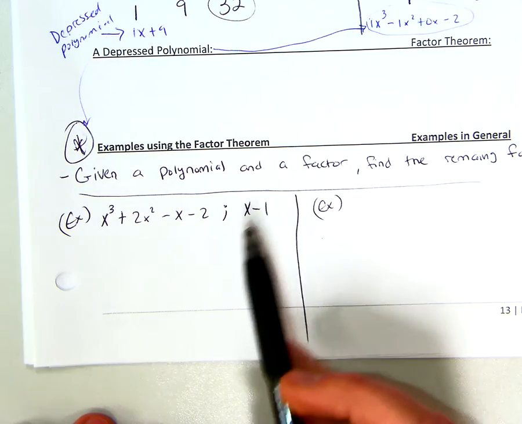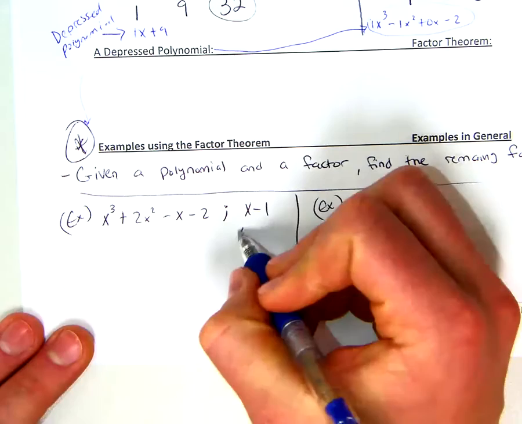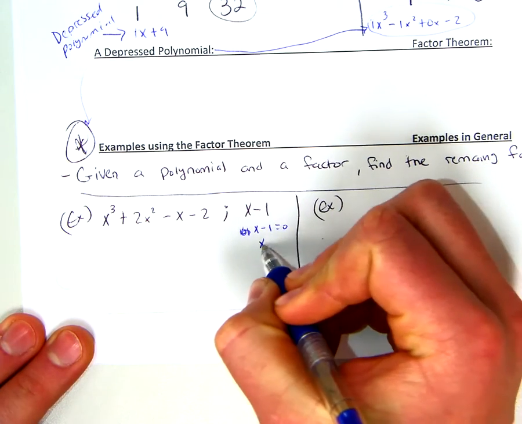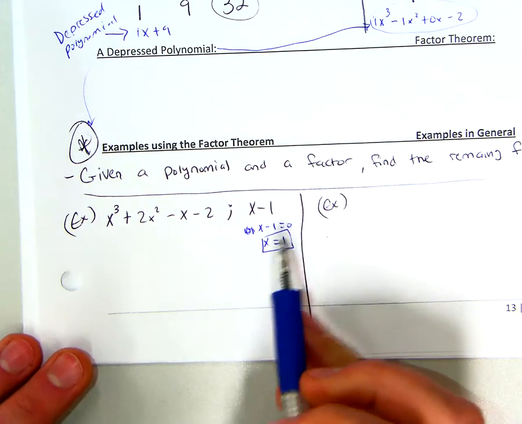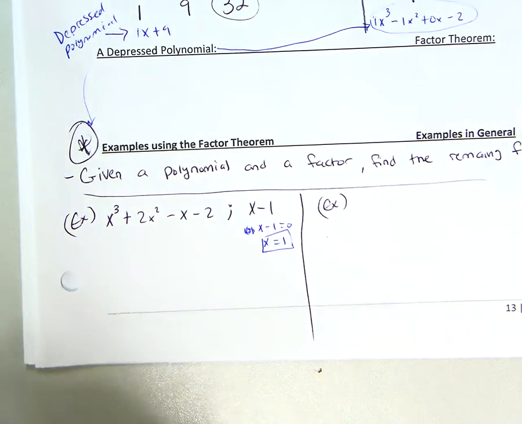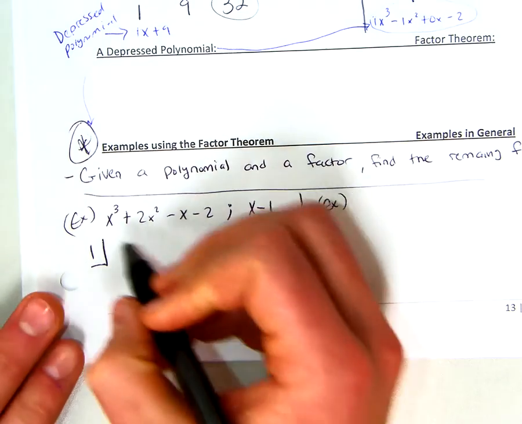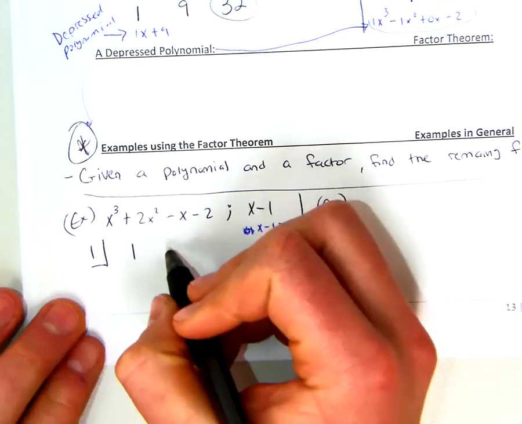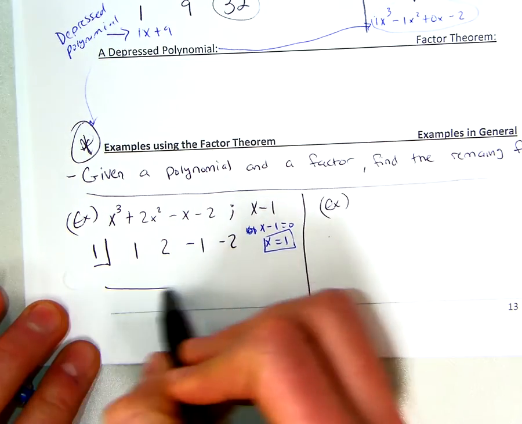What this x minus 1 is, this is a factor. This is going to be a solution. I could take this and take x minus 1 equals 0. I get x equals 1 when I add 1 over. This then is the number that we are going to put in our backwards L for synthetic division, is just that 1. Again, in front of x to the third we have 1, we have 2, we have negative 1, and we have negative 2.